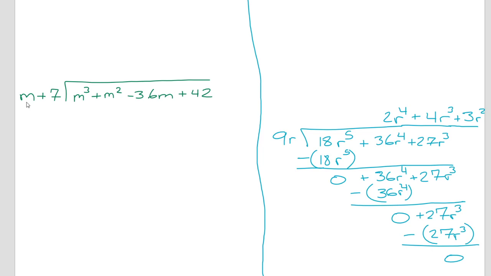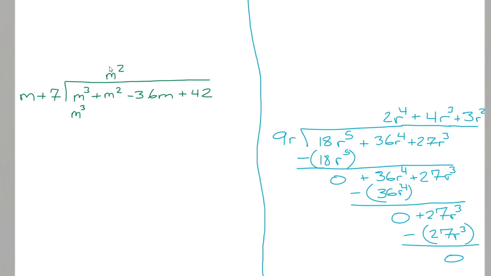So what can we multiply m by to get to m cubed? Just like with r in this problem over here, we need to multiply m by m squared to get to m cubed. So I'm going to write m squared here. And then we're going to multiply this term into our binomial to get what we're going to take away down here. So I'm going to do m squared times m, and I'm going to get m cubed.